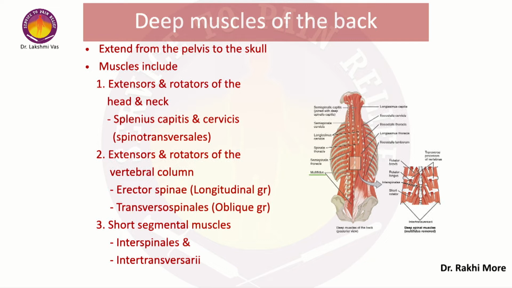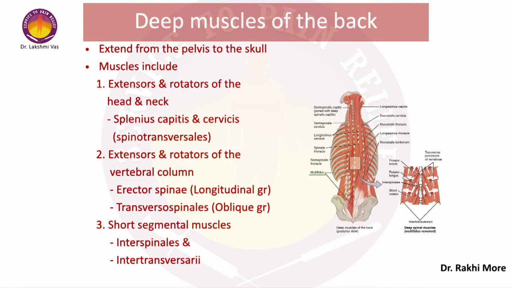So the first group, that is the extensors and rotators of the head and the neck, consists of the splenius capitis and the splenius cervicis. This group of muscles, which extends from the spine of the vertebra to the transverse process, is called the spinotransversales, and this mostly belongs to the upper part of the back only. So these are the extensors and rotators of the head and the neck, that is the splenius capitis and the splenius cervicis.